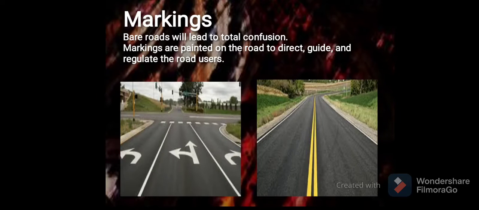Next is markings. Bare roads will lead to total confusion. Markings are painted on the road to direct, guide, and regulate the road users. These markings, such as lines, patterns, words, and colors applied on the road surface, all have a purpose. Without markings, the road would be very confusing, and there's a possibility that vehicles in commercial areas, especially on highways, would collide if the way has no marks.